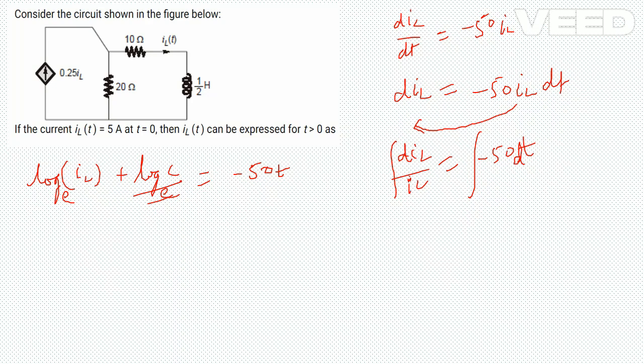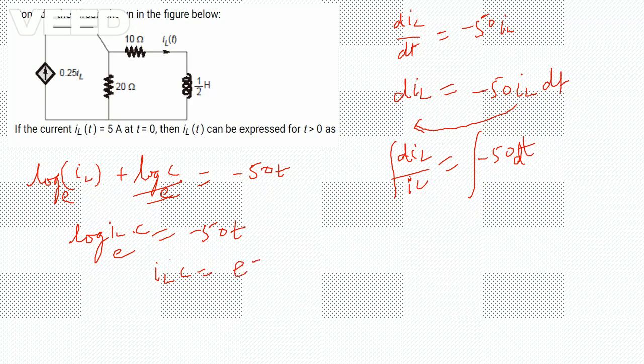Now I can use the property of log, and it will be log of IL into C is equal to minus 50 t. Now I can calculate IL. I can take anti-log on both sides, and IL into C is equal to e power minus 50t. Or I can write IL is equal to 1 by C into e power minus 50t.